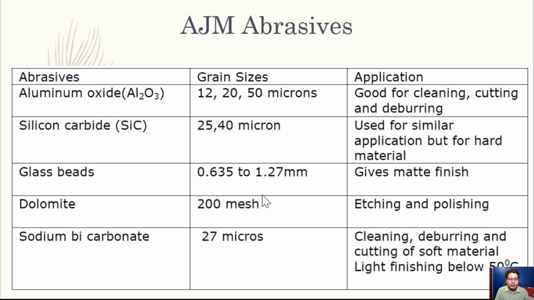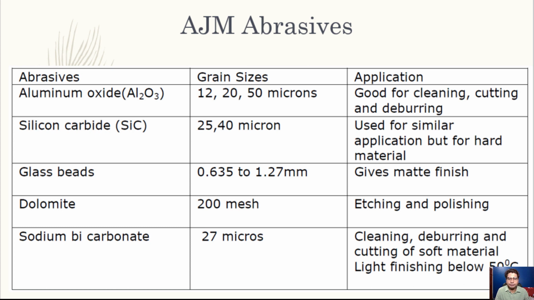Glass beads of larger size, like 0.635 to 1.27 millimeter, are used in order to give a matte finish on the surface. Then dolomite and sodium bicarbonate of different sizes can be used for etching, polishing, cleaning, deburring, etc.